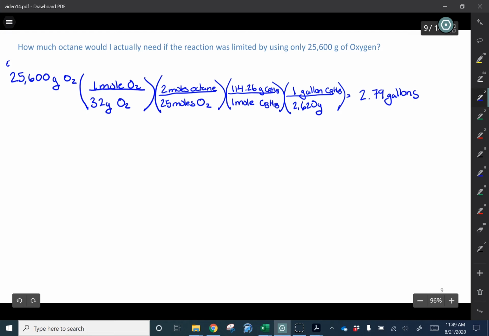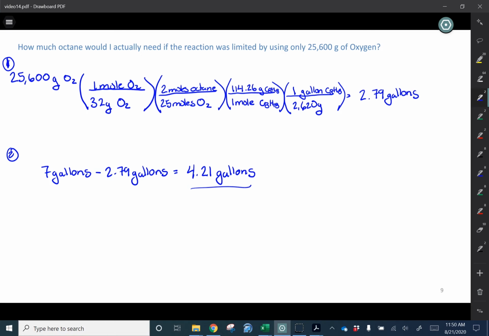So that was part 1, and this is part 2. We want to figure out how much octane we're wasting. Well, we said we're burning 7 gallons, and we actually only need 2.79 gallons based upon how much O2 is being used. That's a huge waste. We're wasting 4.21 gallons of octane during my commute. Now, besides the fact that this is a lot of dollars, it also would gum up my engine and be overall pretty bad news. Thankfully, my car is not that inefficient.